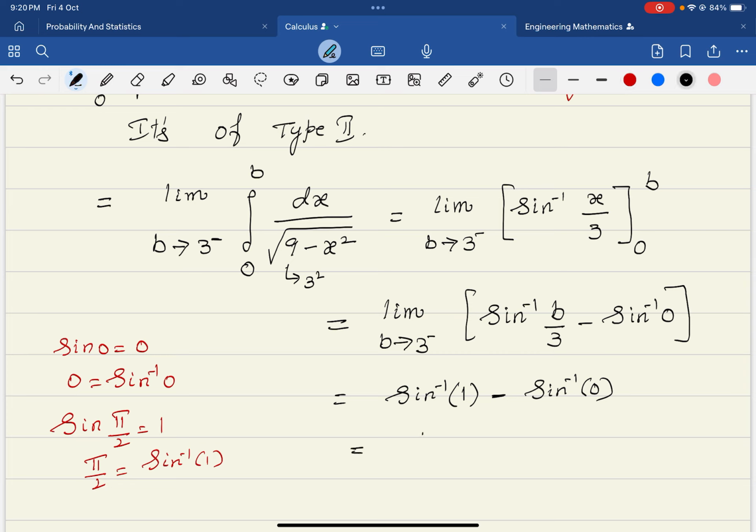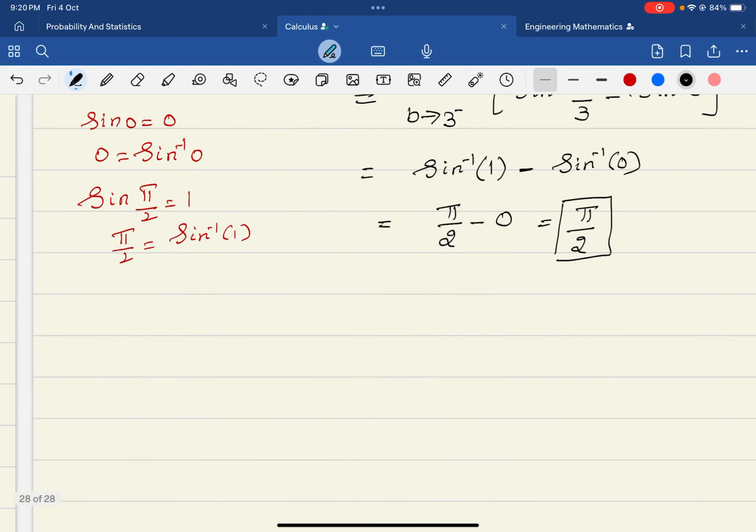Now what is sine inverse of 1? The value is pi by 2. Sine inverse of 0 is 0. So therefore the value of this improper integral has now become pi by 2. So this is the solution. So this is the first problem.